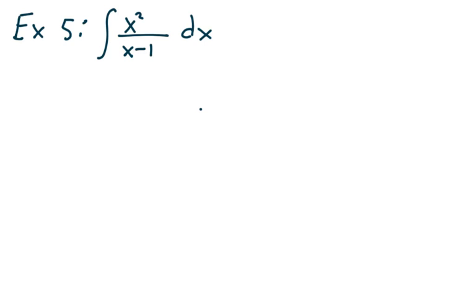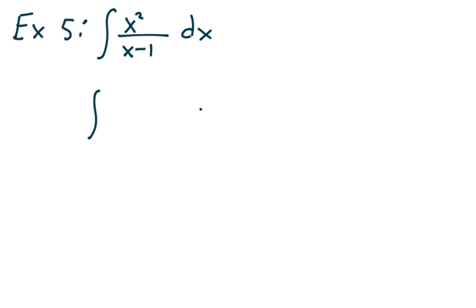Let's take a look at example 5. Suppose I give you this one. Well, we'll go with the same theme. Suppose I had x squared over (x minus 1) dx. Notice how the degree in the numerator is larger than the degree in the denominator?